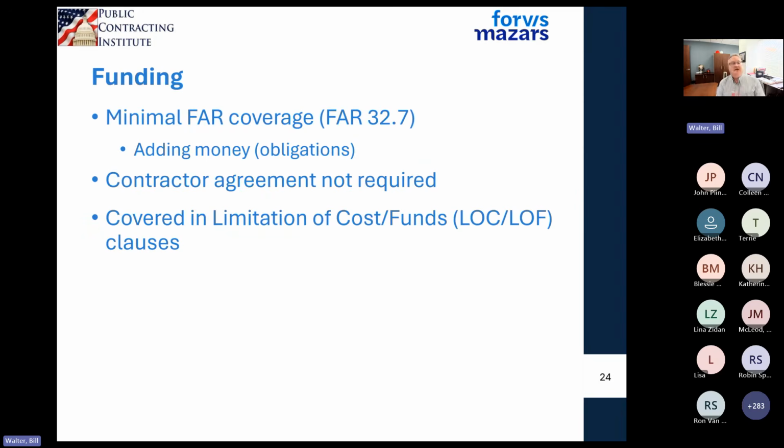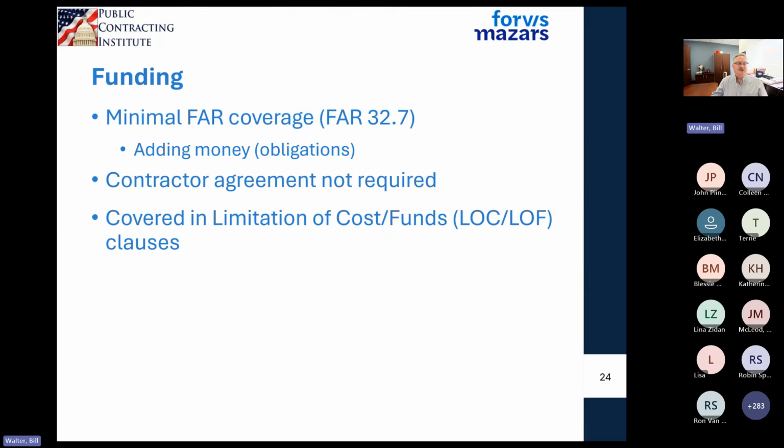Sorry. If the government has to put more money in your contract simply because your estimate was understated, they may give you additional cost, but they will not give you additional fee. Your fixed fee will not change unless there was a change to the scope of work. With funding, there's not a lot of FAR coverage on it. It's located in FAR Part 32.7, but the government can add money to your contract, and they don't need the agreement of the contractor to do it, but they can also take money away from your contract. But that generally will require a bilateral agreement, meaning you have to agree to it as well.